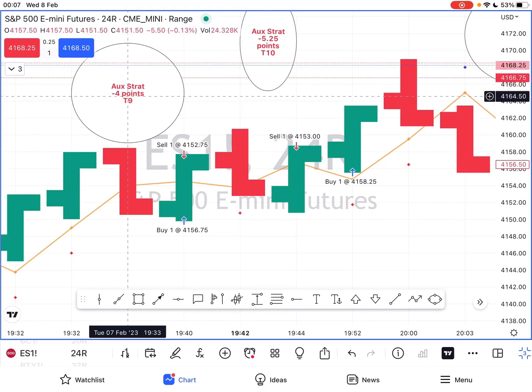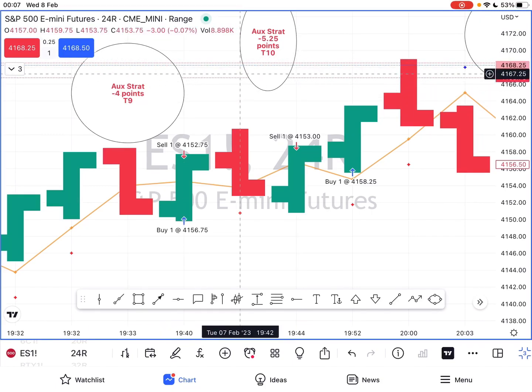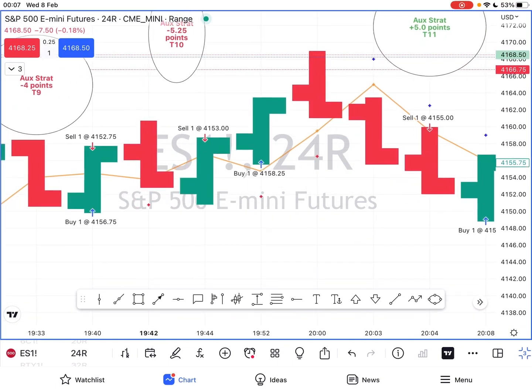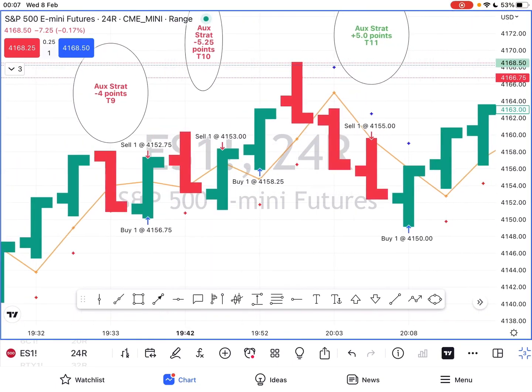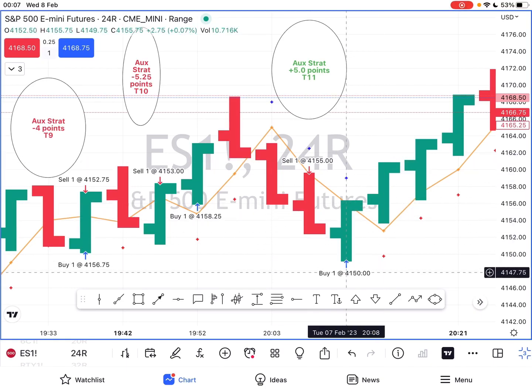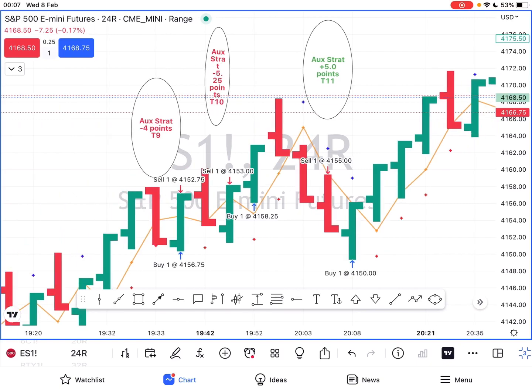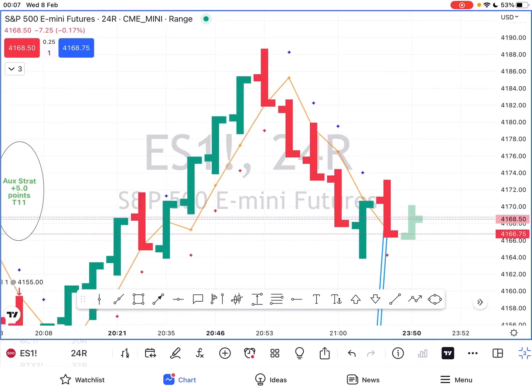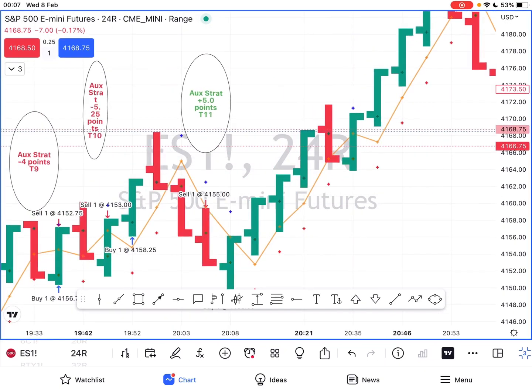So across these two trades, I've lost 9.25 points. And finally, prices came back down in towards that area again, and I went short. And this time I picked up 5 points. So went short of 41.55, exited at 41.50, and that was it. That was all our trades for today.